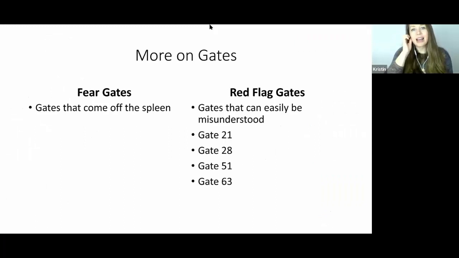Okay, next we have gates. So just to touch on gates, because I'm almost out of time. I knew this was going to happen, but I just had so much I wanted to throw in here.